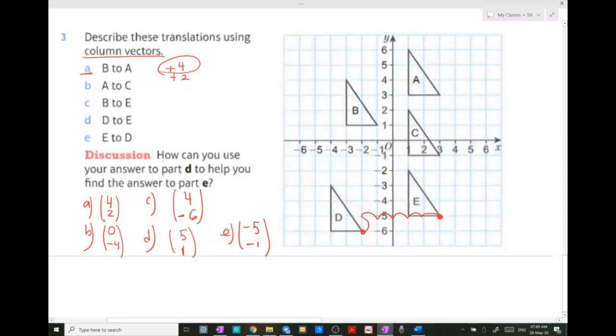In order to answer the discussion, how can you use your answer in part D to help you find the answer in part E? Since we're going the opposite sense, in part D we're going from D to E. In part E we're going the opposite sense, so when you're going the opposite sense, it means you have to write the components as the opposite of each other. So 5 you write minus 5, and 1 you write minus 1, since you are using the opposite of the vector that you've already used in part D.